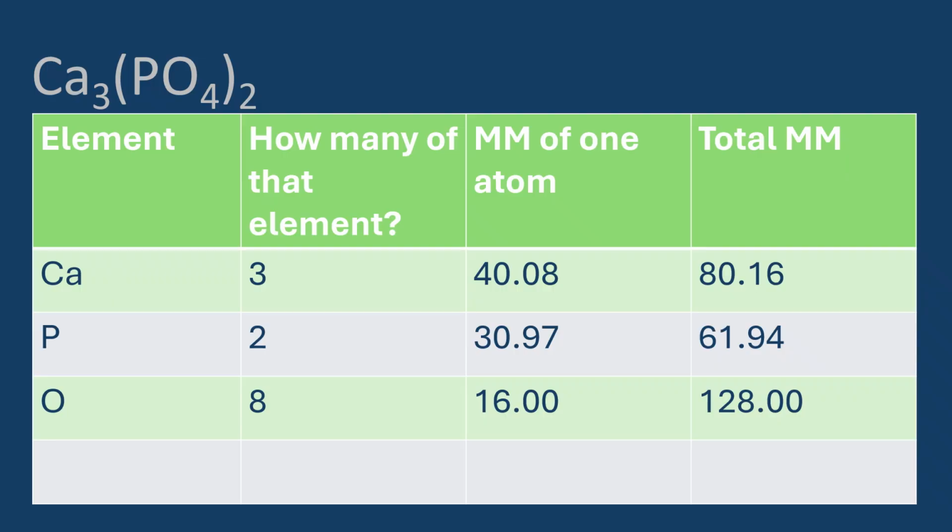Here, none of our atoms are present in a singular quantity, so you will need to multiply the number of atoms present by the molar mass in all 3 cases. Once you have done all of that, you simply sum the column to determine the molar mass of the compound.